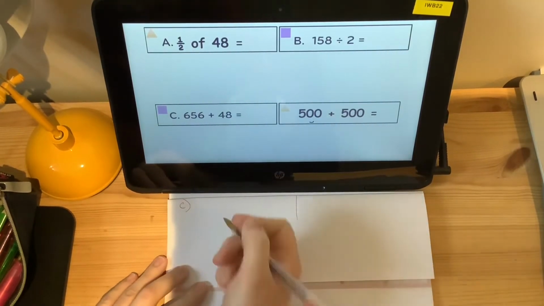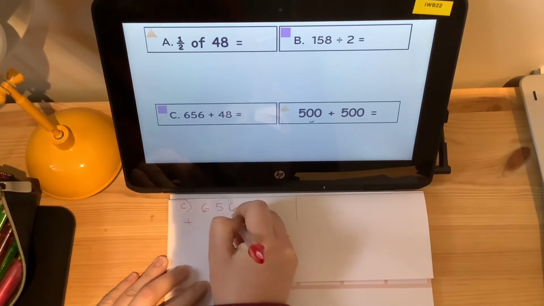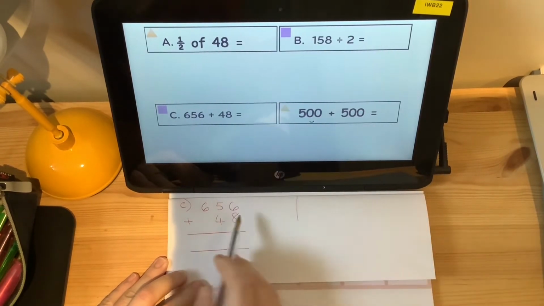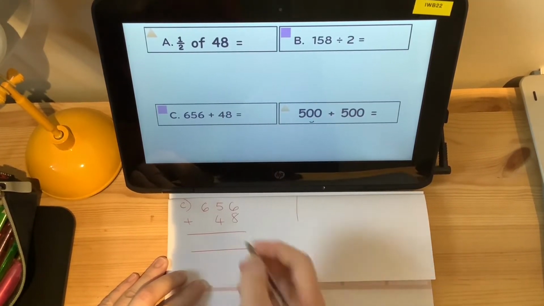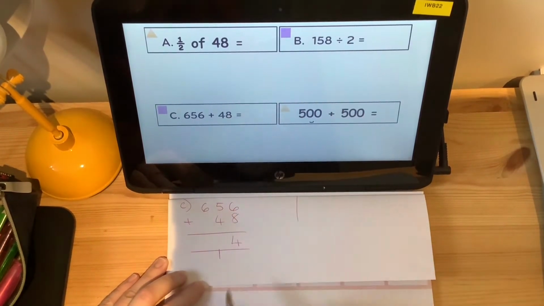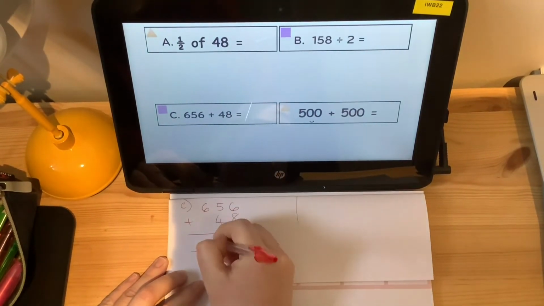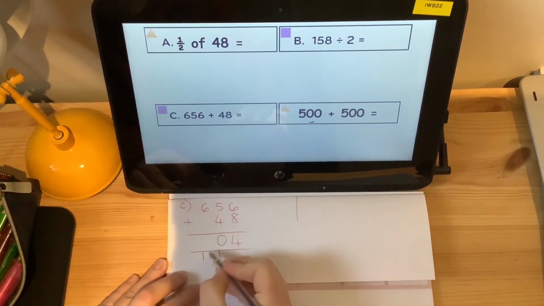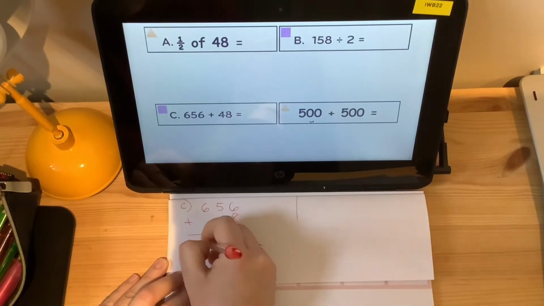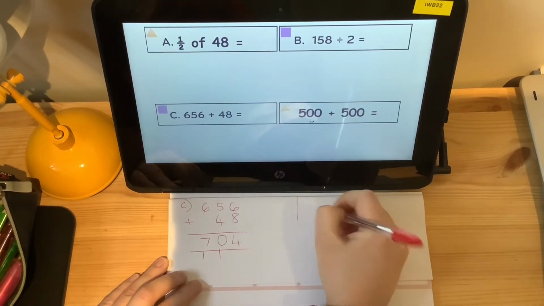Looking at C, I've got 656 add 48. So I lay it out in column addition, lining my ones up and my tens up. Then 6 ones add 8 ones is 14. So 14 is made up of 4 ones and 1 ten. So my 1 ten comes into my tens column. 5 add 4 is 9, add 1 more is 10. So 10 tens is 100. So I regroup my 100 into my hundreds column. And then 6 add 1 is 7. So you get 704.